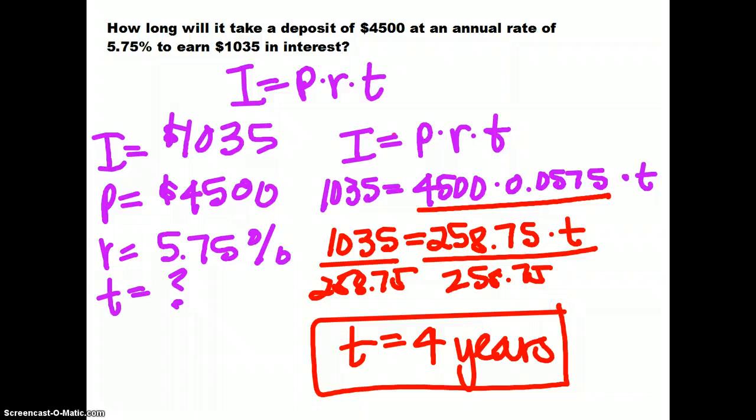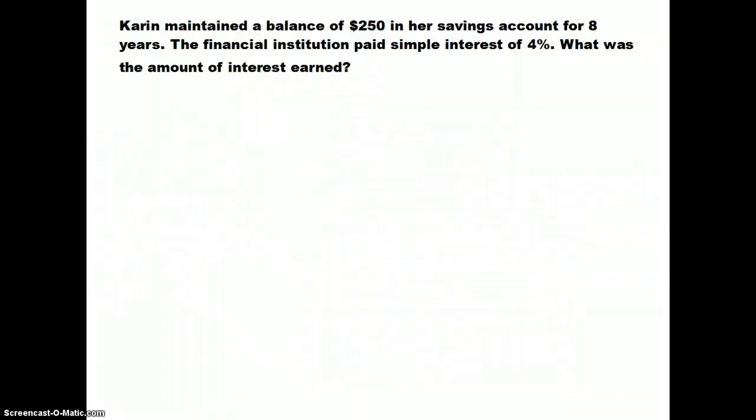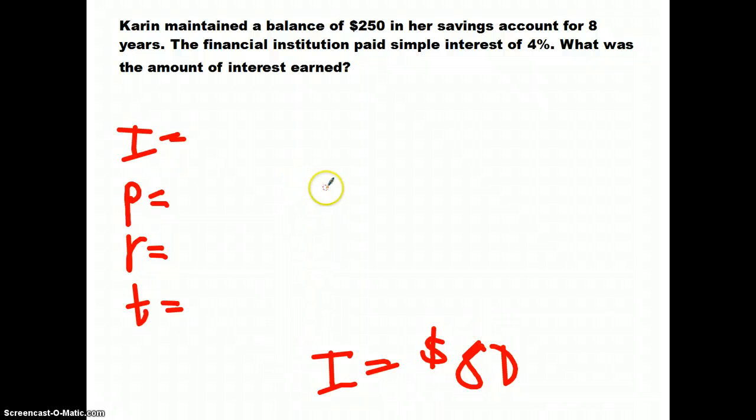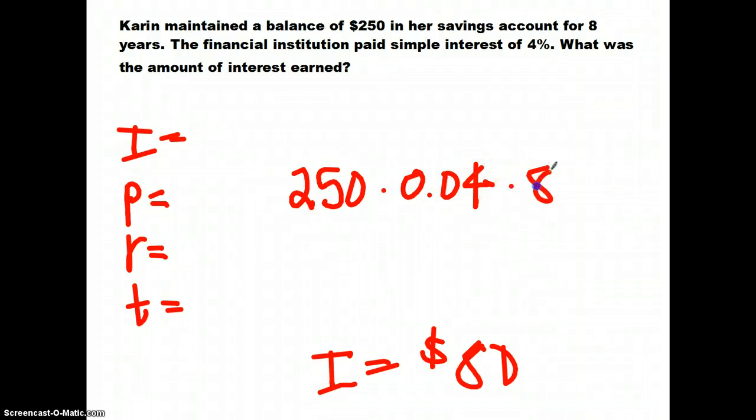Last problem, and I have 30 seconds. I equals PRT, and I have I, P, R, T. Oh my gosh, if I get cut off, the answer is I equals $80. So P is 250, R is 0.04, and T is 8 years. Multiply those together, I get the I, and I get $80, and I finished.